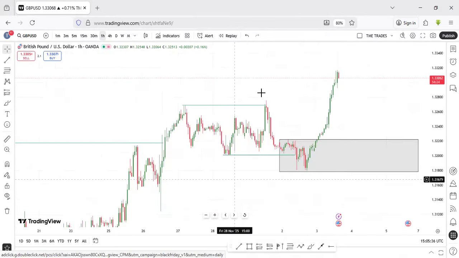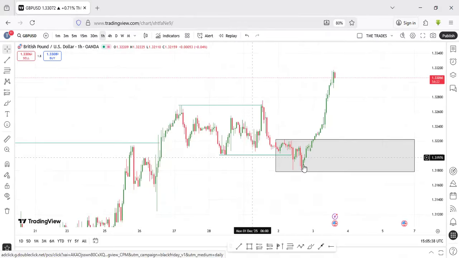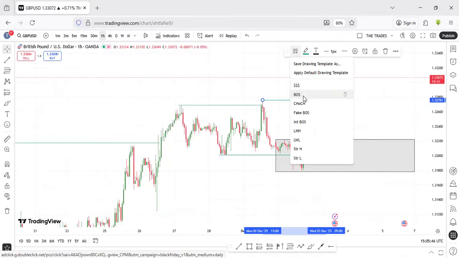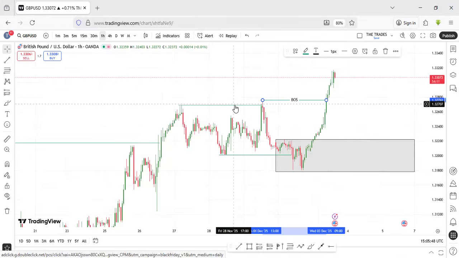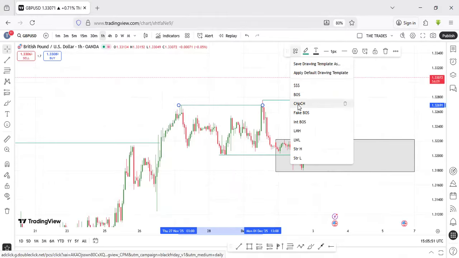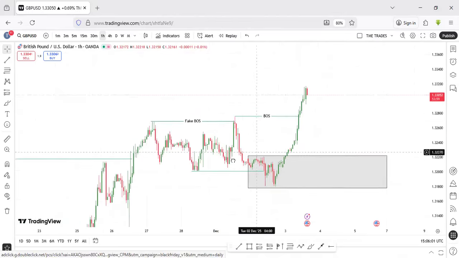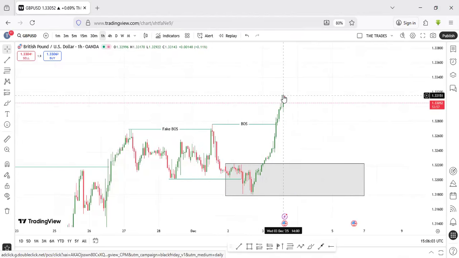What happened? The market came back, taking out this low, and right now we have a very valid break of structure. So this is now a valid break of structure. This was what we call fake breakout. So this is how you identify fake breakouts: whenever the low or high did not sweep liquidity before breaking the structure. So now we have a valid break of structure and it has given us a higher high.